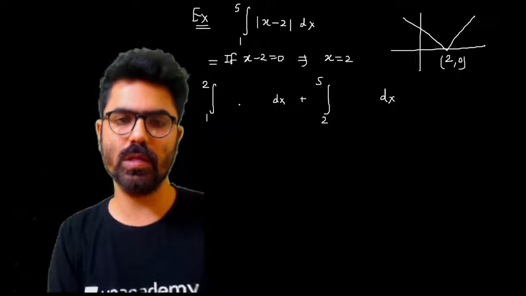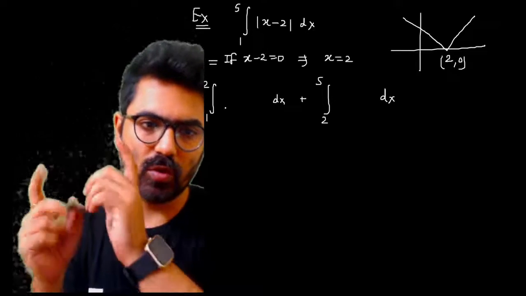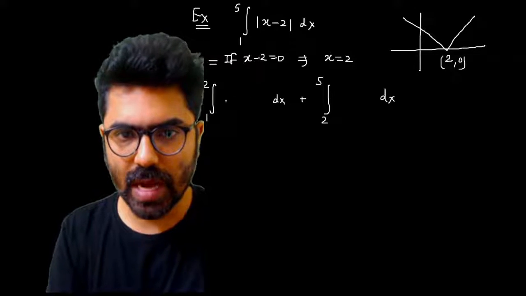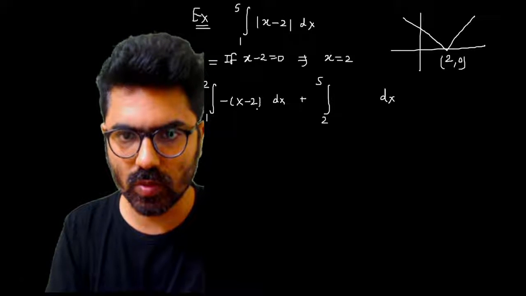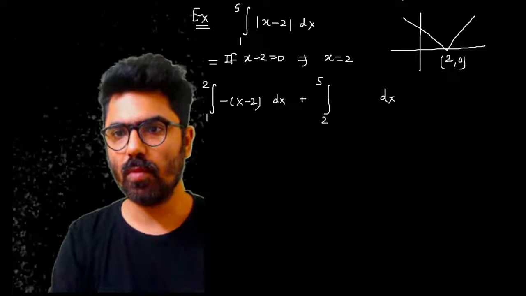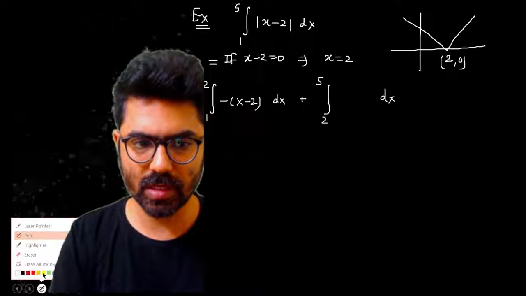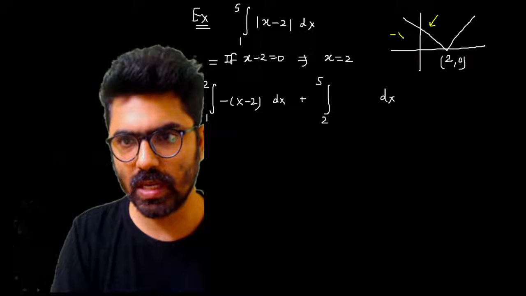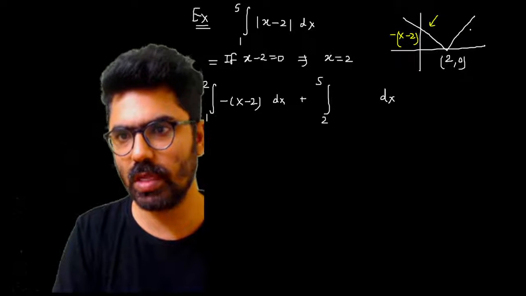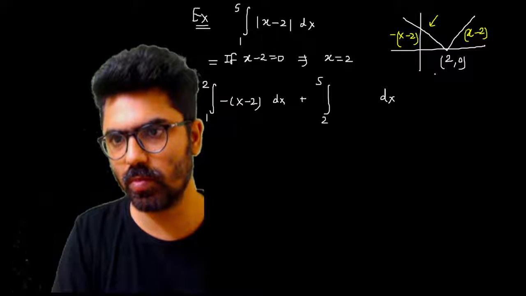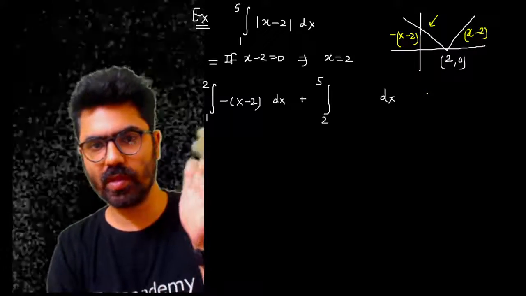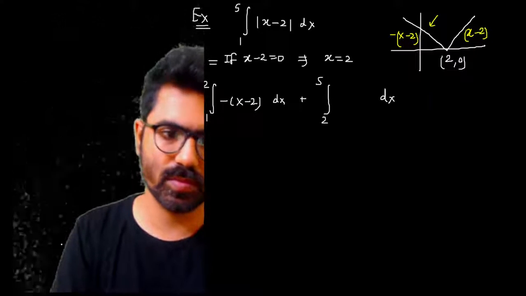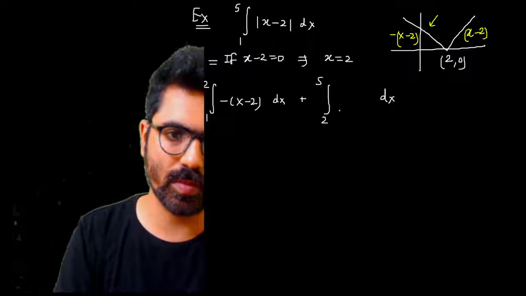Now what should we write over here? So if you check that between 1 to 2, mod x minus 2 will act as negative of x minus 2. Try to understand that mod has two types of behavior. The one which is this is minus of x minus 2, and the one which is this is x minus 2 plus. So before 2 it's minus of x minus 2, and after 2 it is plus of x minus 2. So I'll write now plus of x minus 2 here.